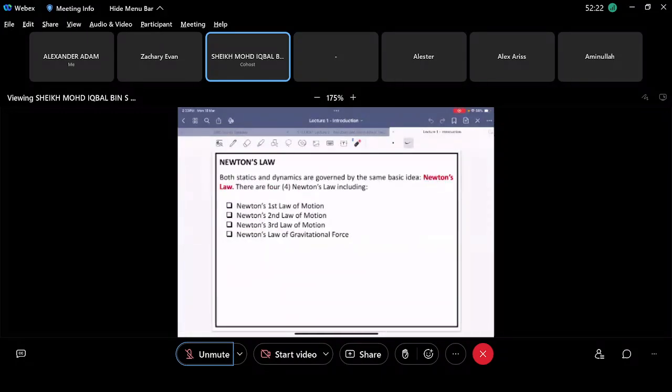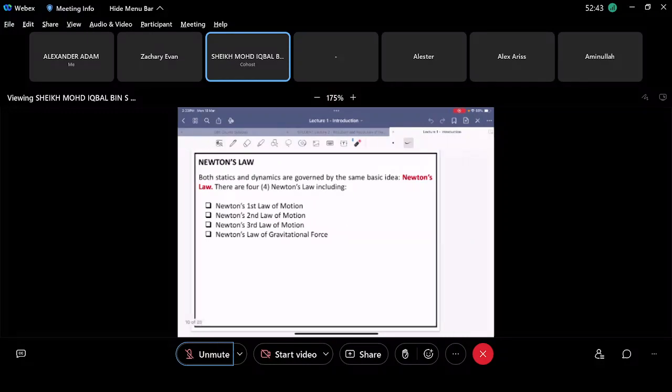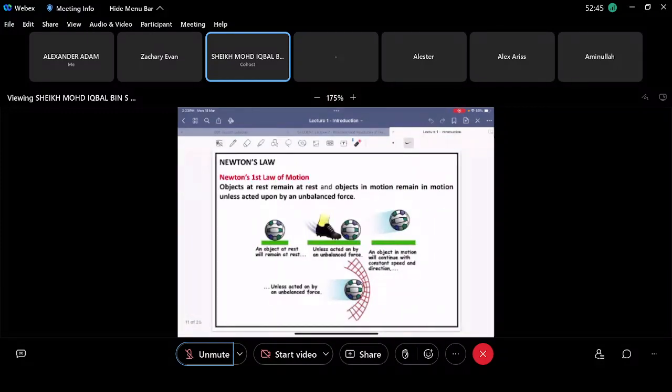So how do we counteract those forces? When we counteract those forces, we cannot just apply forces randomly. It has to follow a certain law. That law is called Newton's laws: Newton's first, second, third, and Newton's law of gravitation. I think this is high school stuff, so I'm just going to skim through it fast. I think everyone here knows Newton's laws of motion.